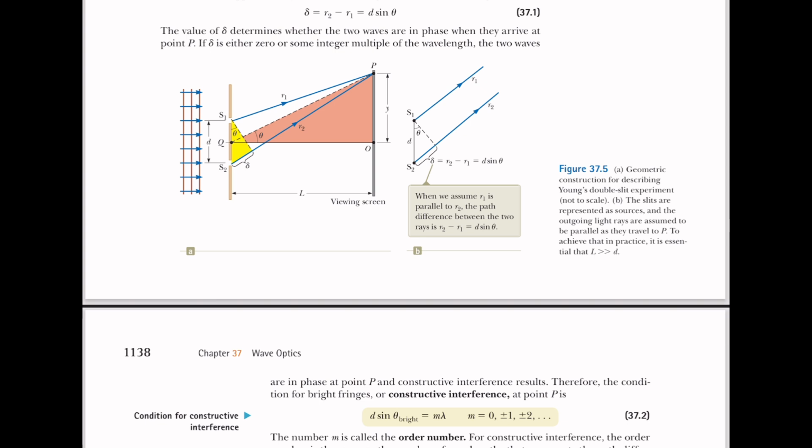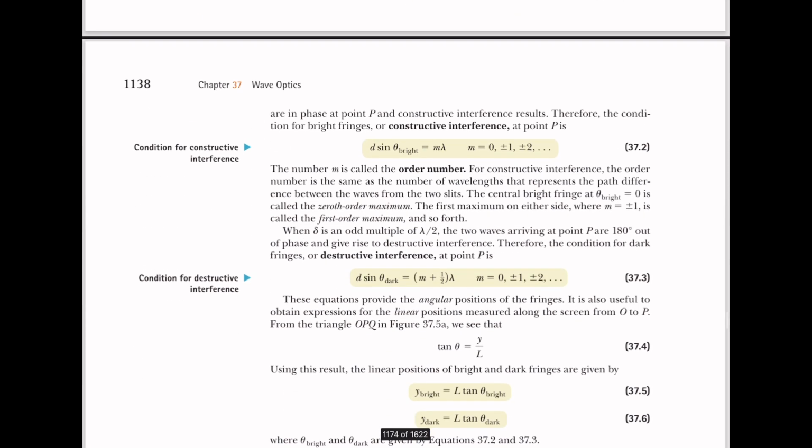Okay, and it looks like we have some angles, we have theta in there. We have the distance between slit 1 and slit 2, which is d. We have r1, r2. We have y. A whole bunch of geometrical stuff going on over here. But I don't have too much time to look at it.